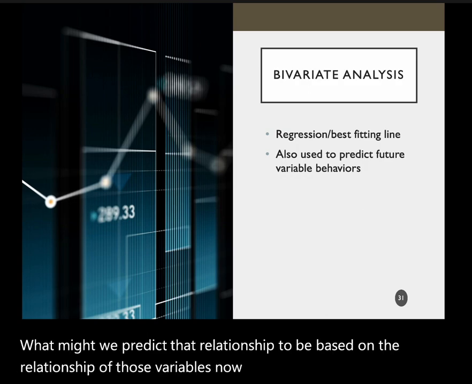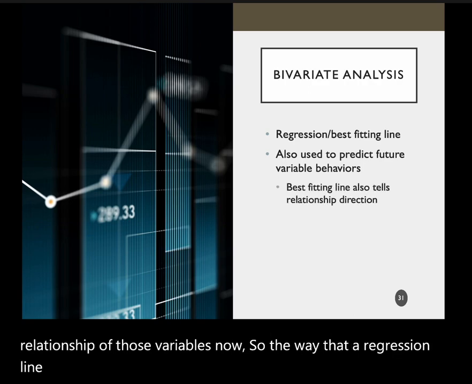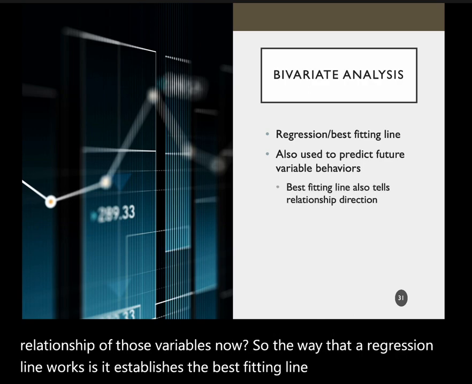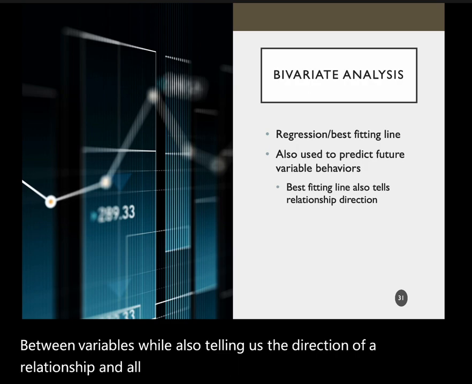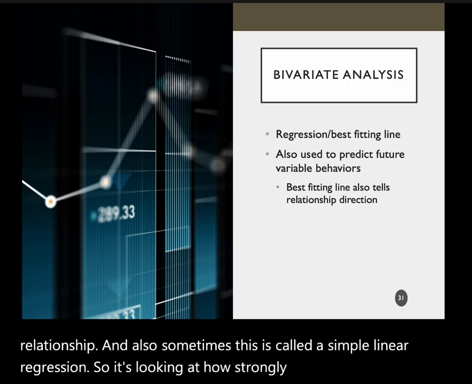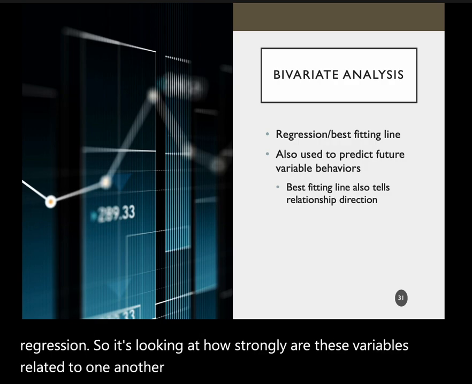So, the way that a regression line works is it establishes the best fitting line of the relationship between variables while also telling us the direction of a relationship. And sometimes this is called a simple linear regression. So it's looking at how strongly these variables are related to one another and in what direction they are related.